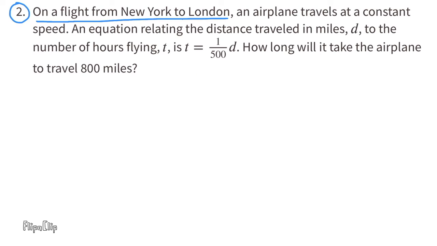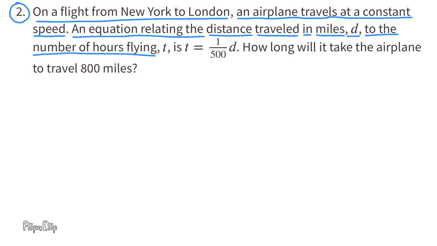Number 2. On a flight from New York to London, an airplane travels at a constant speed. An equation relating to the distance traveled in miles, d, to the number of hours flying, t, is t equals 1 over 500 times distance, or t equals 1/500ths d. How long will it take the airplane to travel 800 miles?